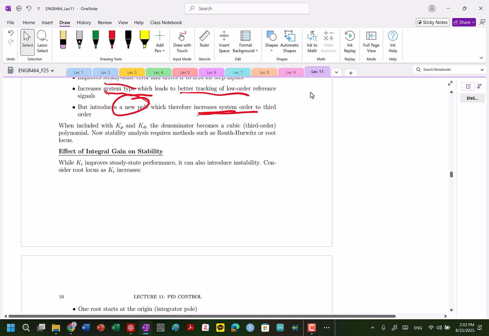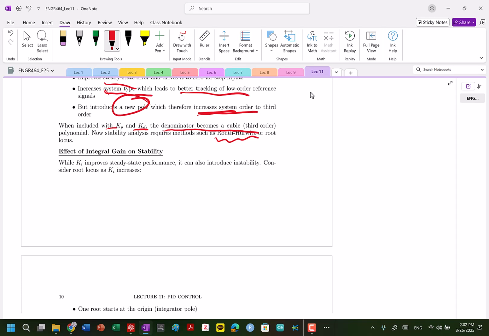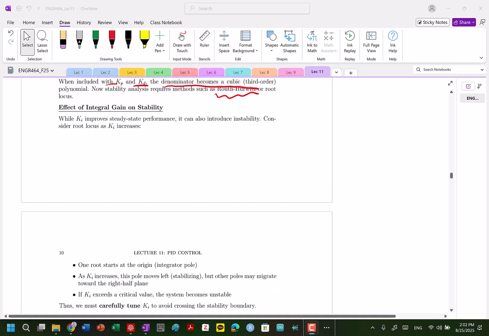Excellent. So when we included Kp and Kd, we essentially see that the denominator will become cubic. And now we're going to actually have to use the Routh-Hurwitz stability criteria or root locus. And we'll see that in just a bit in another lecture.